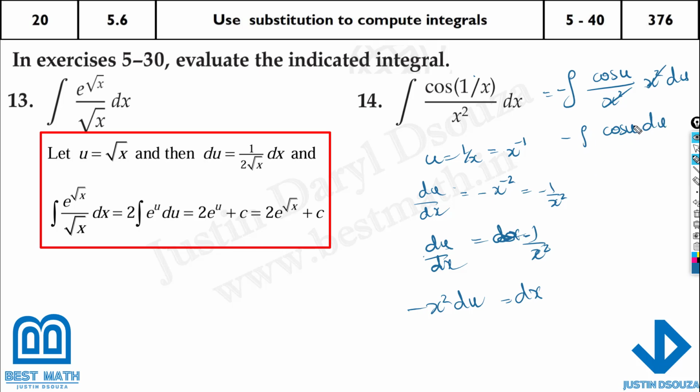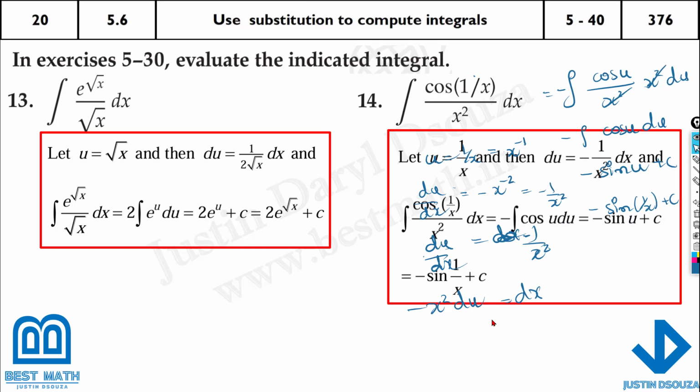And how do you integrate this? The integration of cosine is sine. It'll be minus sine, not x, it is u, plus c. Now substitute back whatever the u value was. It was supposed to be 1 by x. That is the answer. It should be negative sine of 1 by x plus c.